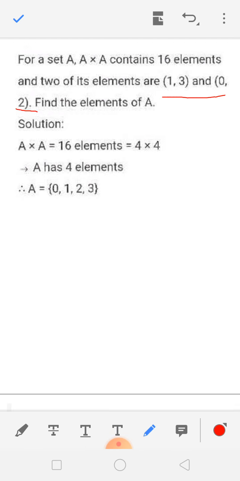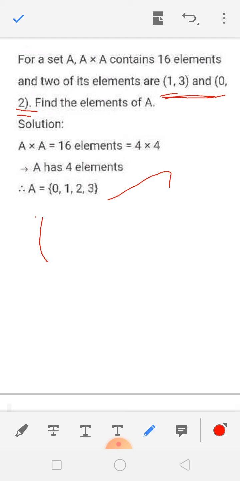This is one of the elements. So which means what? There is no other B set, just the A set only. So A into A, all the elements inside A are also given there. So 1, 3 and 0, 2. All the elements are different, which means all of these are the elements in the A set: 1, 3, 0, 2.